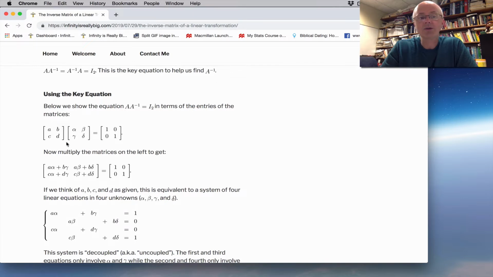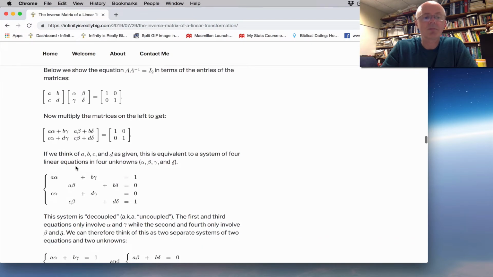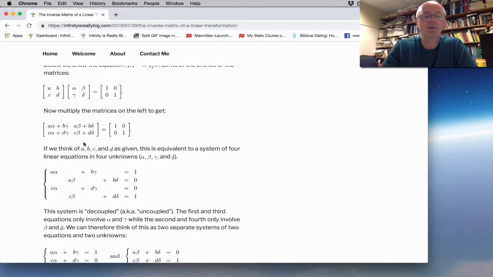If you multiply the matrices on the left, you get this. And in order for this to be true, you get a system of 4 equations and 4 unknowns. You want to think of A, B, C, and D as being given, fixed numbers that are known.